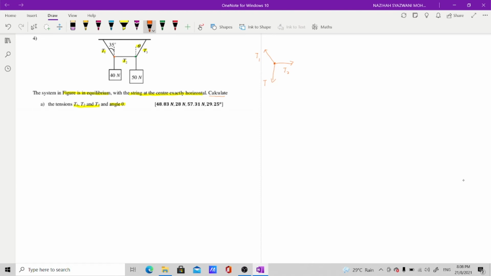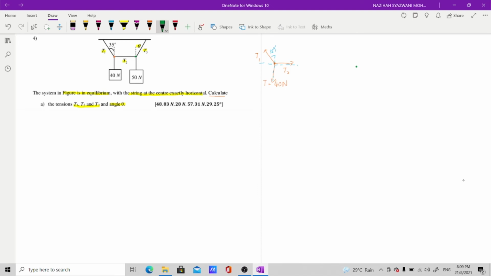Why I use a symbol tension? Because the weight is hung here with a string, okay? So this T, the value would be equals to the weight of the object, which is 40 Newton. So the angle of theta is given for this one. So the angle is 35 degrees, okay?